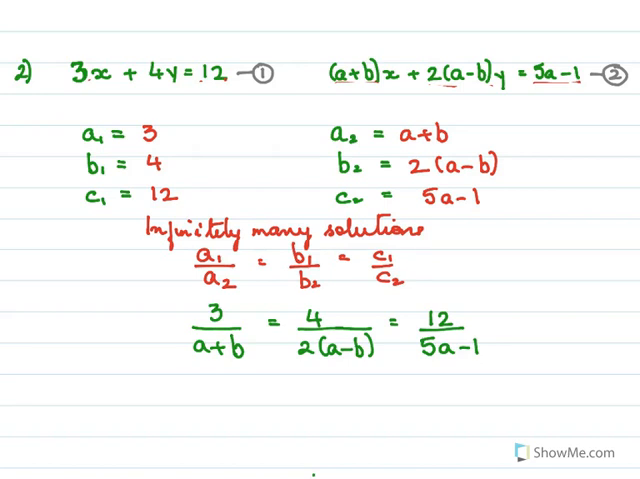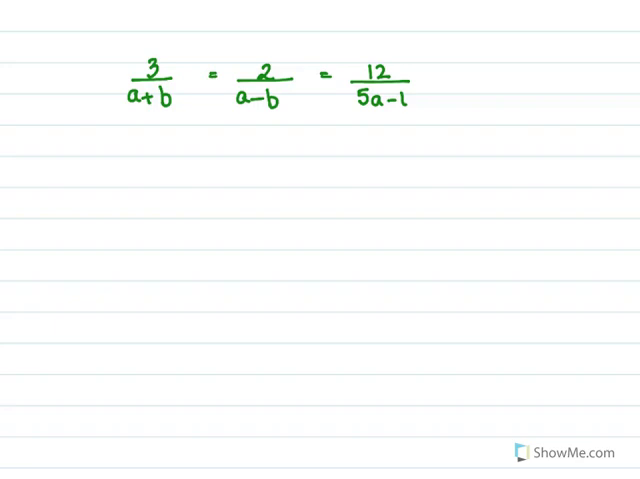Here we could reduce it. So now again I write it, and you will have 3 over a plus b equals 2 over a minus b equals 12 over 5a minus 1. Now we need to make two equations. So first we will take up these two. We will take 3 over a plus b equals 2 over a minus b.